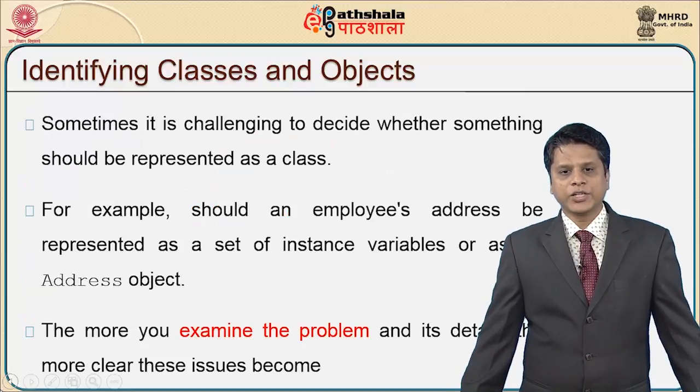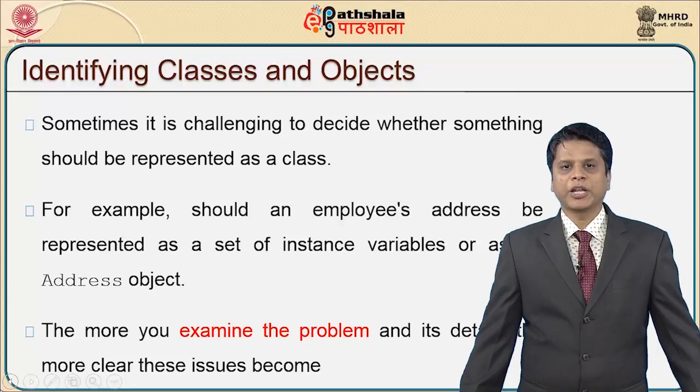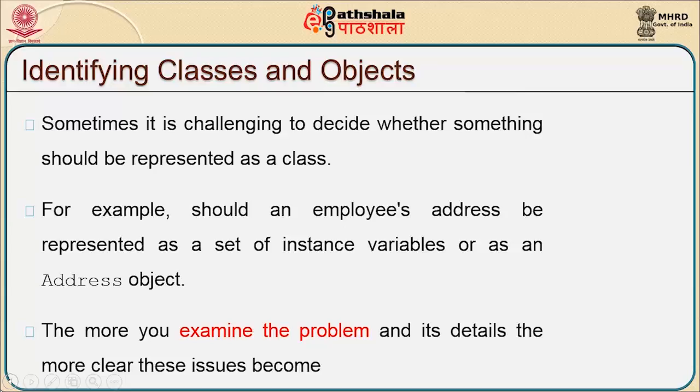Sometimes it is very challenging to decide whether something should be represented as a class. For example, should an employee address be represented as a set of instance variables or as an address object? If I look at an employee's address, the address might include street name, area code, area name and city, district, all the other factors. So should that be considered as instance variables, or should address be taken as an object?